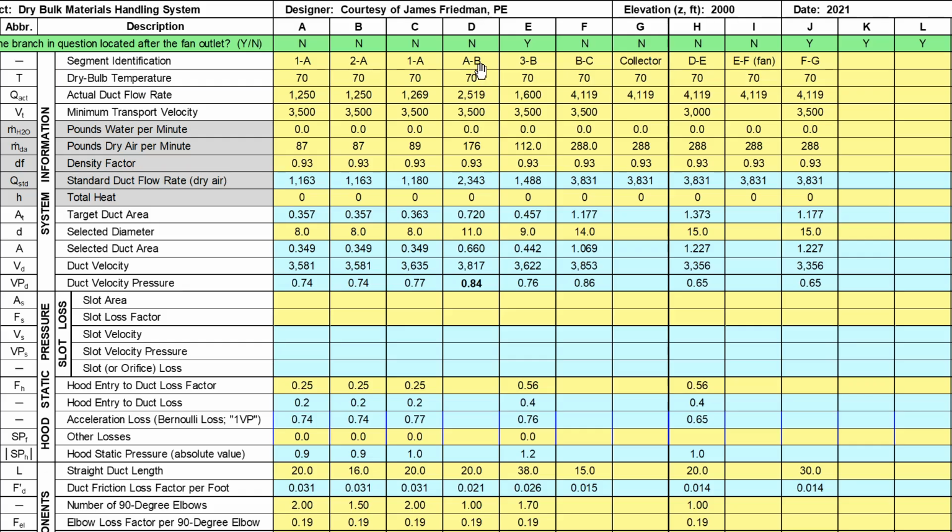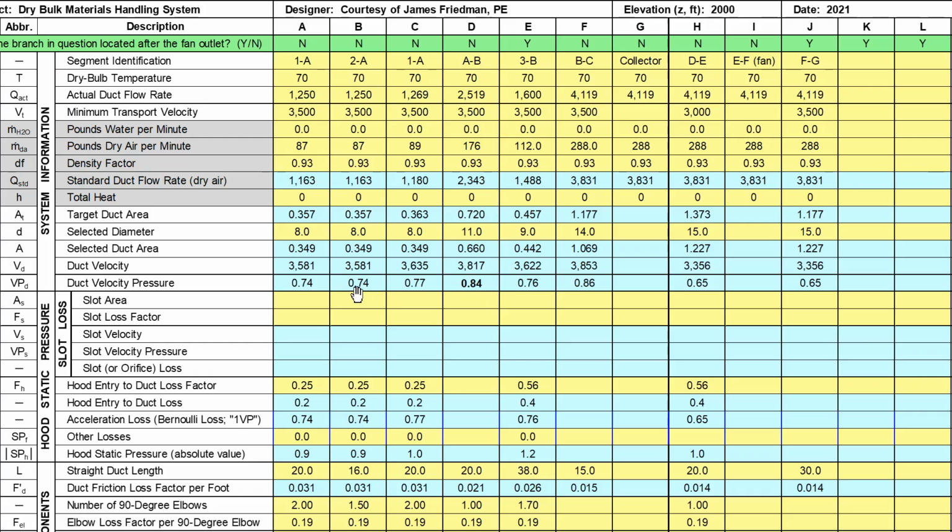Well, let's look at our main duct. Our main duct is duct A to B. We have a combined flow rate from these two ducts of 2519 CFM. We select 11-inch diameter duct. That gives us a 3817 feet per minute duct velocity, which we're happy with because our minimum is 3,500. But that requires a duct velocity pressure of 0.84 inches of water gauge.